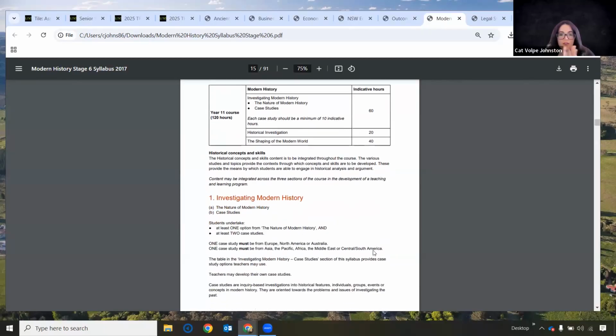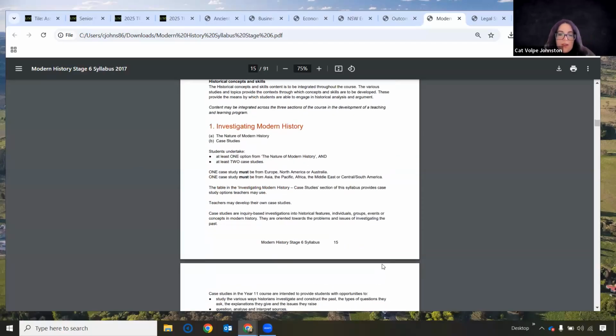Now, in that first unit, students are looking at, again, the nature of modern history. And then they're also doing 2 case studies. One of the case studies needs to be from Europe, North America, Australia, and then the second one from these options just down here. See here?